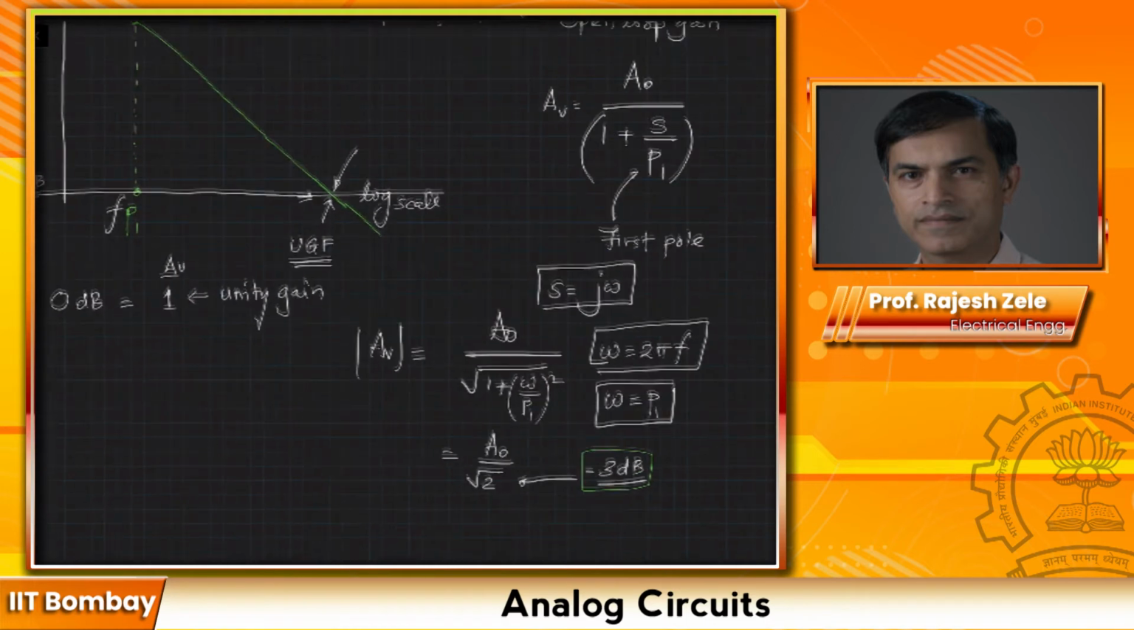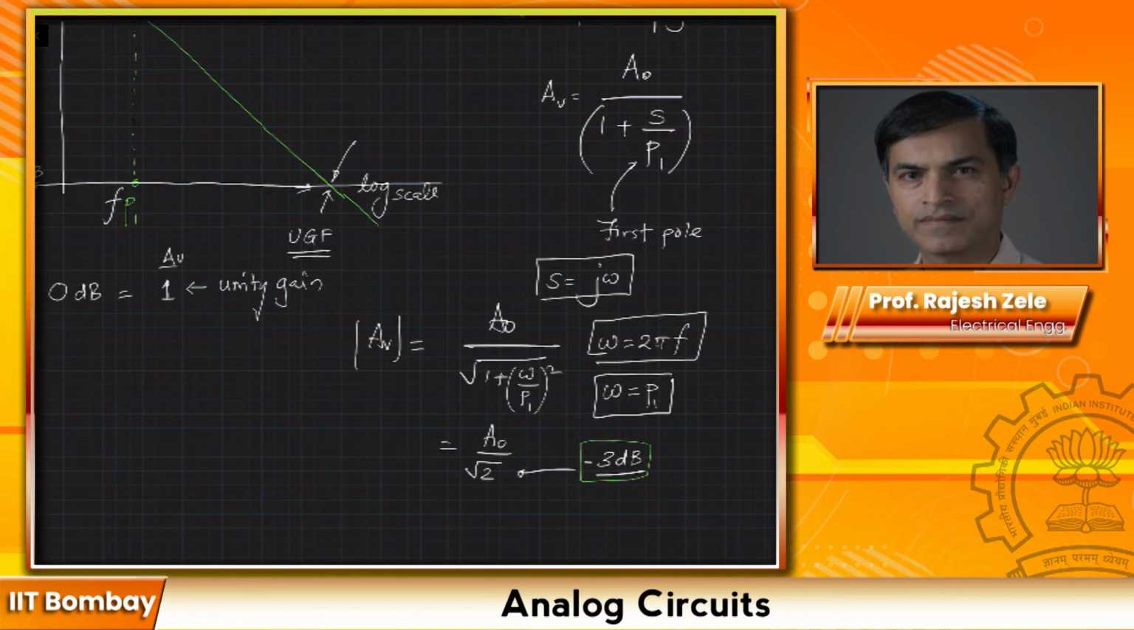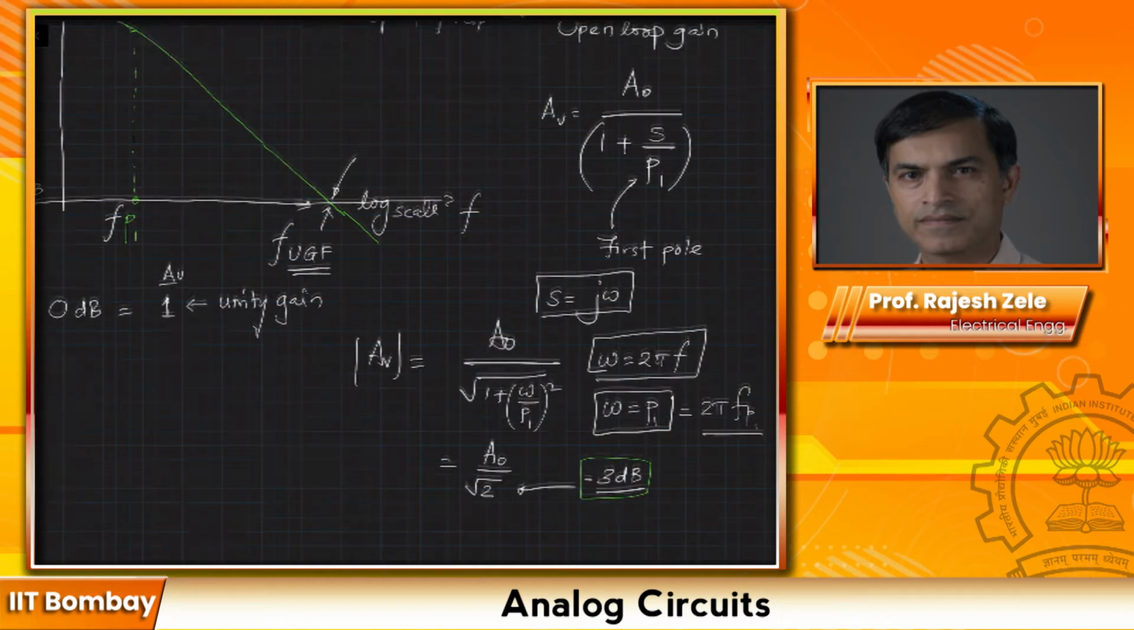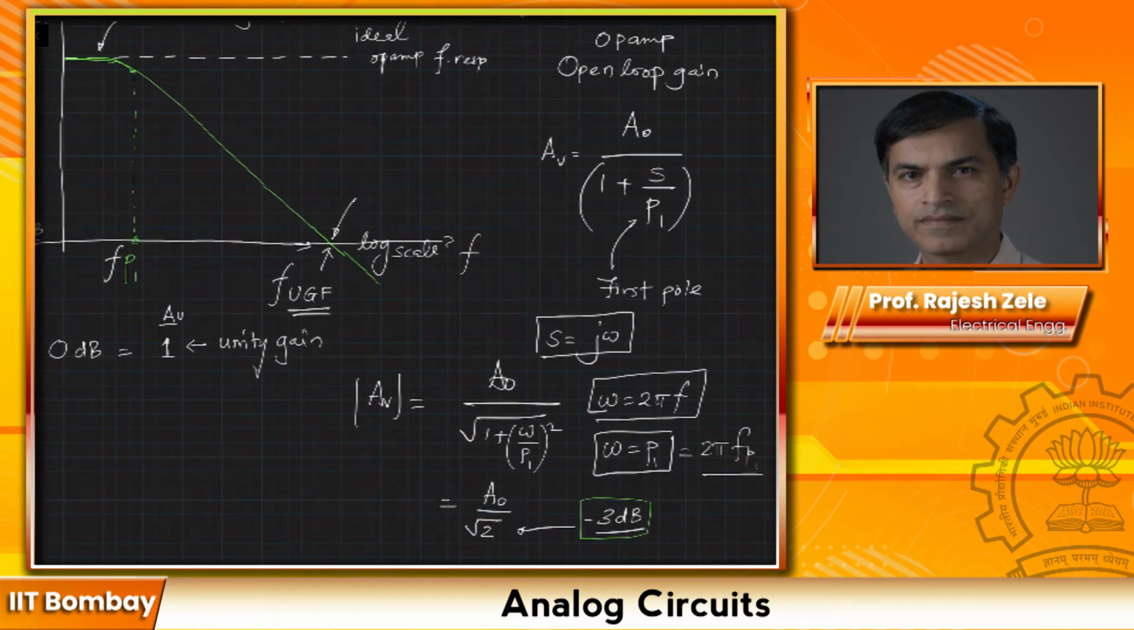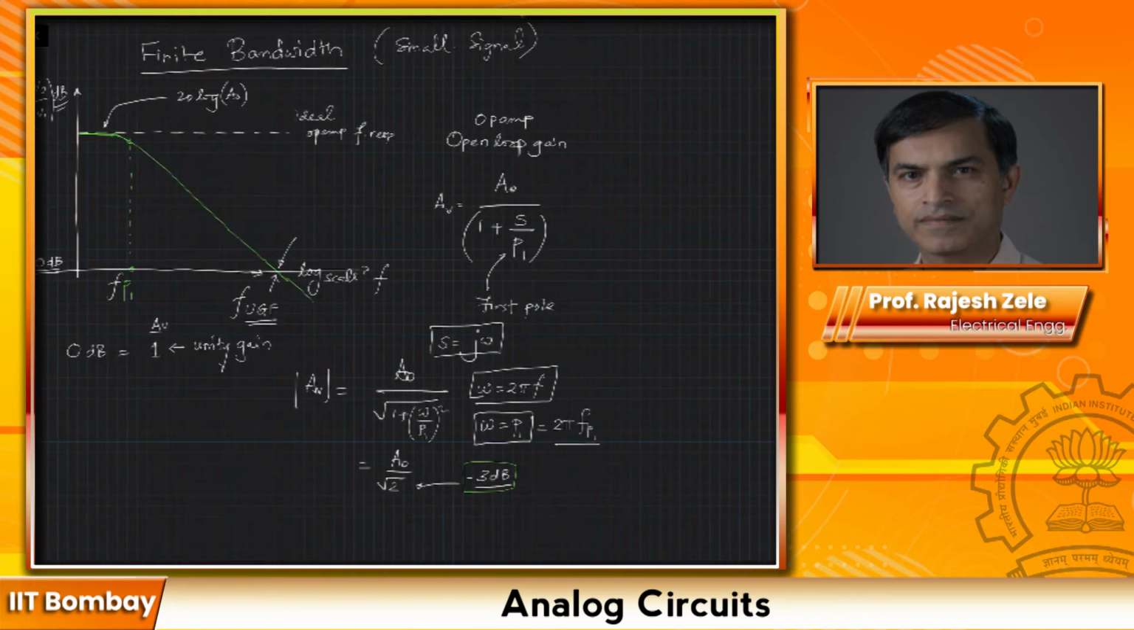FP1 is, we can say, omega is equal to 2 pi f. All right. So this is equal to 2 pi FP1, just the scaling factor so that it becomes easy for us. And this is our frequency f. So this is the unity gain frequency, where the gain will drop to 1 or 0 dB.